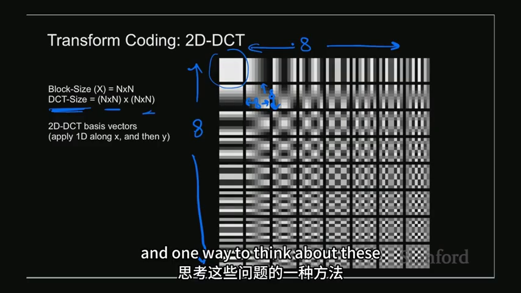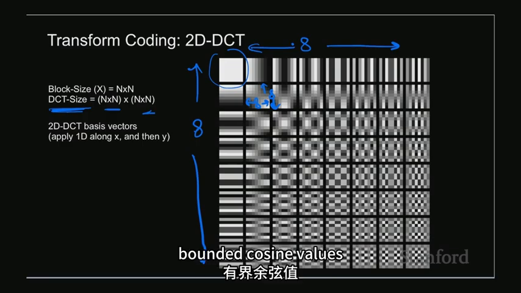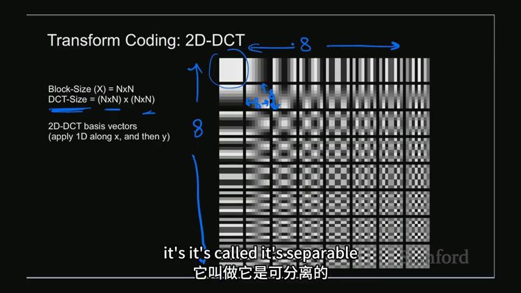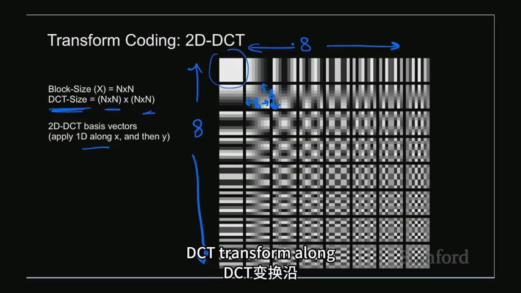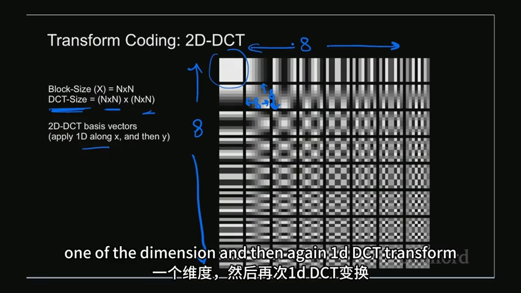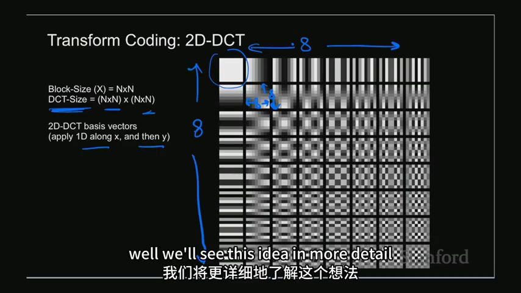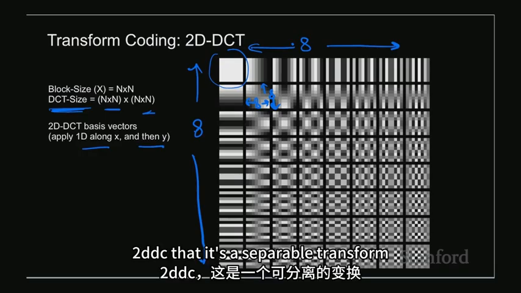And one way to think about the 2D DCT is that it's an exact generalization of 1D DCT, where we were taking these quantized cosine values, but now for a 2D cosine wave. And one very nice thing about 2D DCT is that it's separable. So you can get the 2D DCT transform by just doing a 1D DCT transform along one of the dimensions, and then again a 1D DCT transform along the other dimension. We'll see this idea in more detail, so don't worry about it, but this is really one of the very nice properties of 2D DCT, that it's a separable transform.